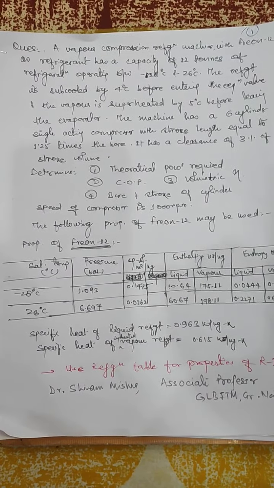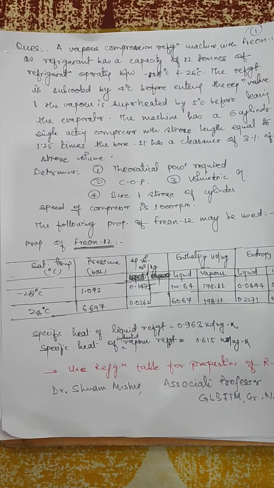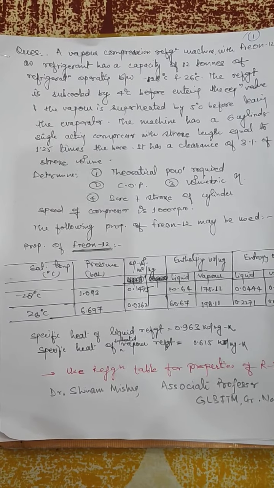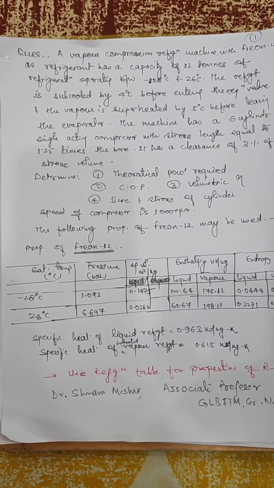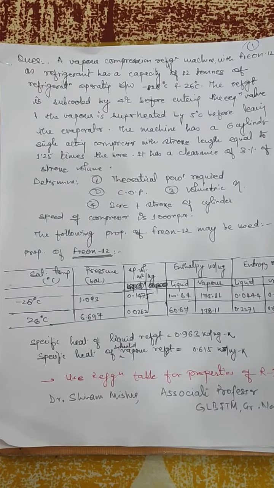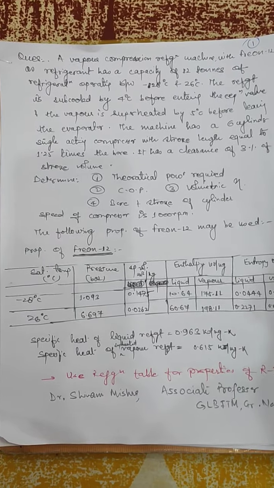The machine has a 6-cylinder single acting compressor. So the number of cylinders is equal to 6, with the stroke length equal to 1.25 times the bore. So the ratio of L by D is equal to 1.25. It has a clearance of 3% of the stroke volume. We will discuss this.